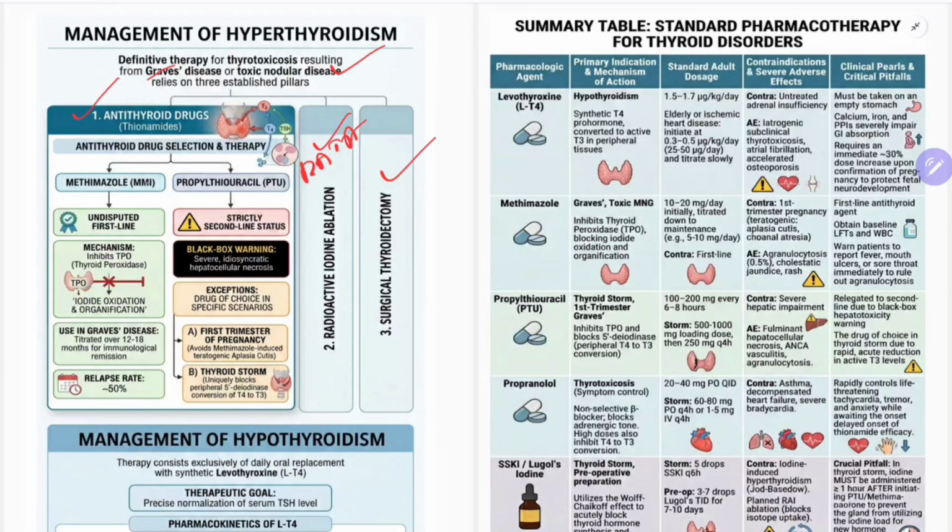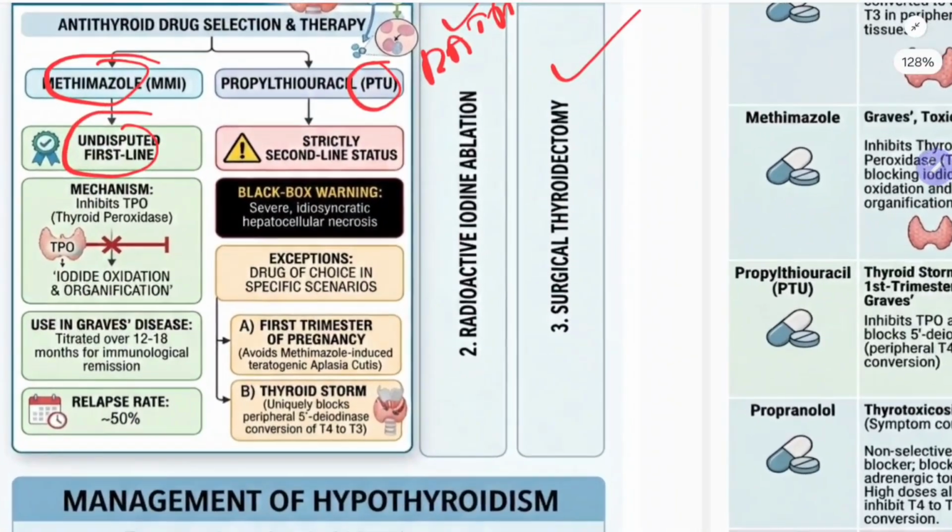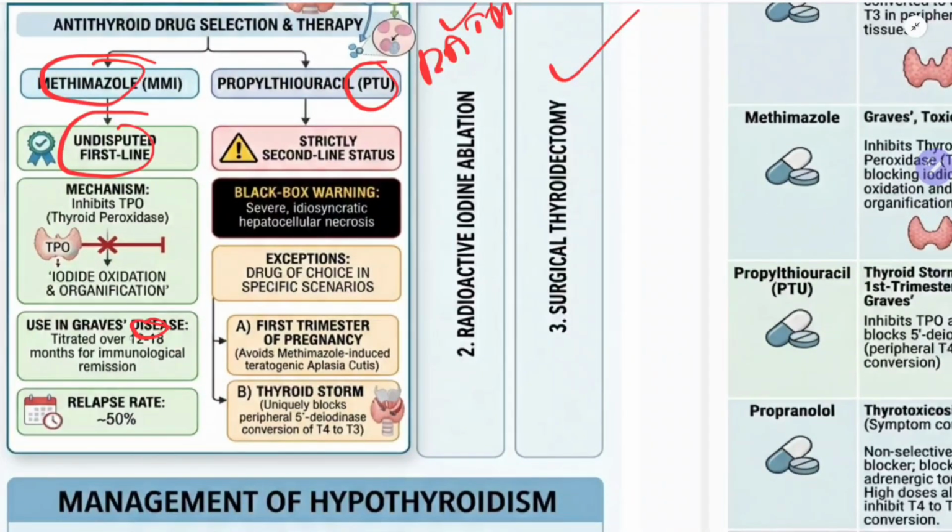In ATD, there are 2 drugs, methimazole and PTU. So the first one is ATD, used in Graves disease and titrated over 12 to 18 months for immunological remission. After 18 months, we stop the ATD. 50% of the patients will go into remission and 50% will relapse. Those relapse patients will have 2 options: radioactive iodine therapy or thyroidectomy.